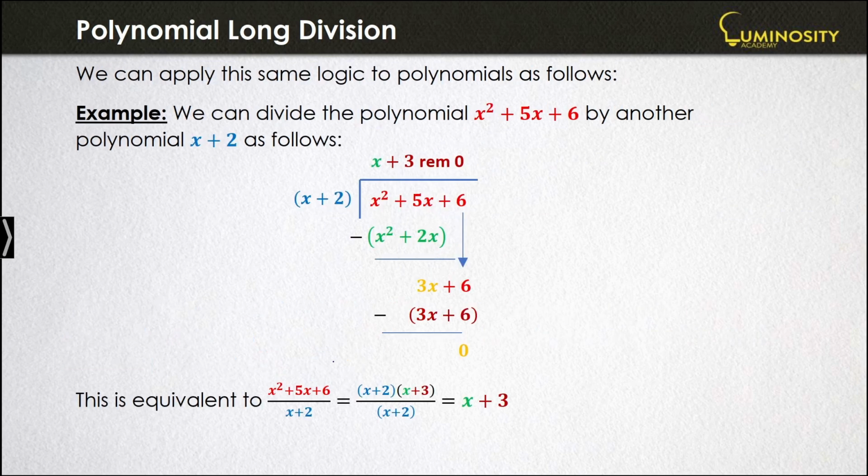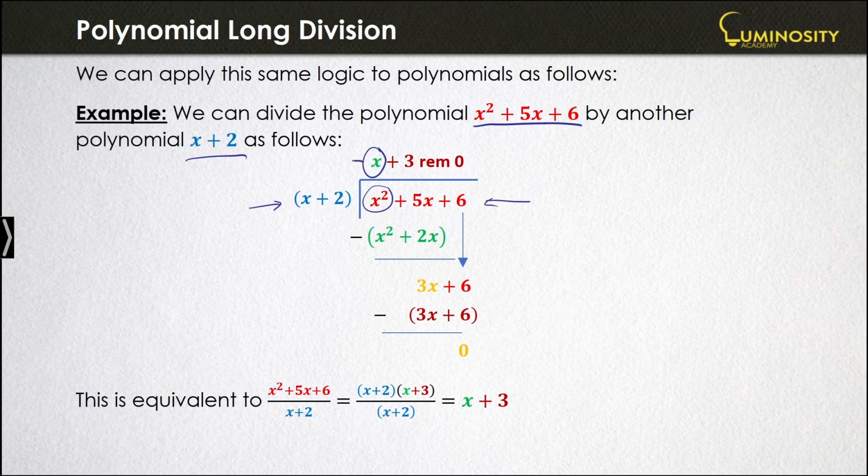Taking that logic now, we can extend it towards polynomials. So this polynomial here, x squared plus 5x plus 6, we can divide by another polynomial, x plus 2. So here's our divisor, our dividend. Now we ask ourselves the question, what do we need to multiply here in the quotient to get this x squared term? The goal is to cancel out these terms as we go along the algorithm.